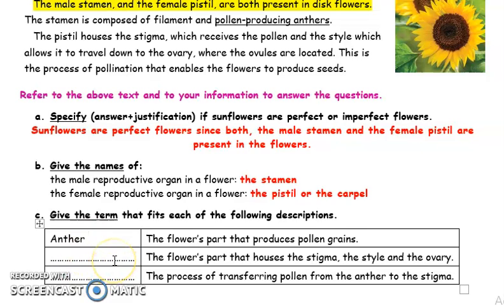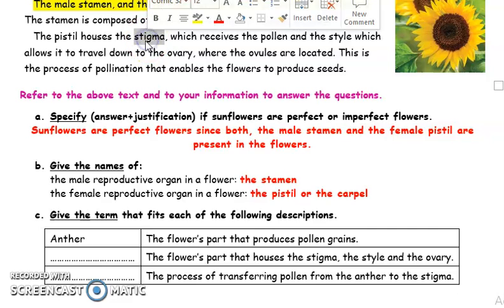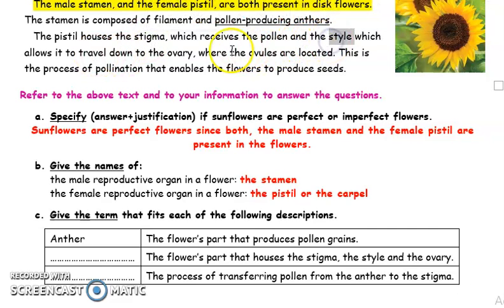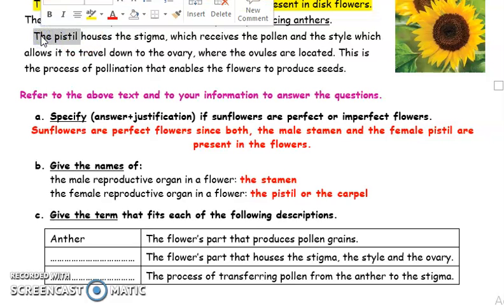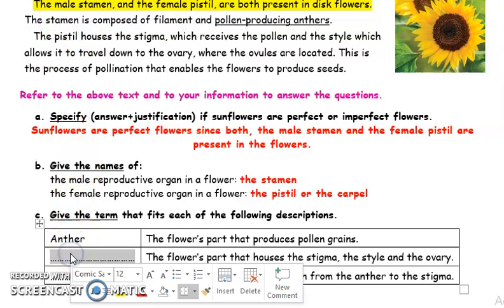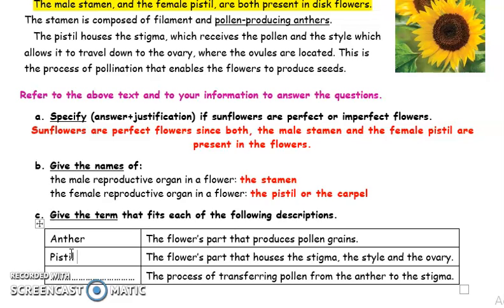What do we call the flower's part that is made of the stigma, style, and ovary? It's the pistil that houses these three parts. So here we have the pistil, or we can also call it a carpel. The carpel, the girl, or the pistil, is made of three parts: stigma, style, and ovary.